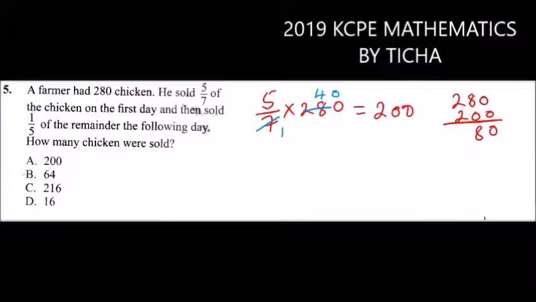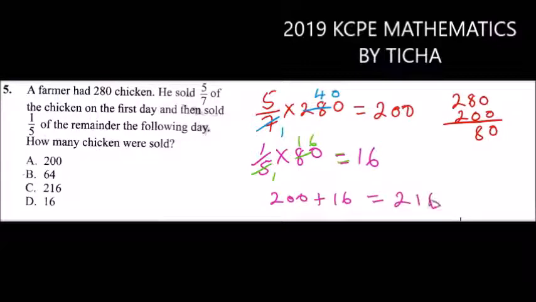The second day, the farmer sold 1/5, so you get 1/5 of 80. So it is 1/5 multiplied by 80. Here you can simplify. By 5 you get 1, and 80 by 5 you get 16. So the second day he was able to sell 16. So the total number will be 200 chickens sold the first day, you add 16, and that should give you 216. And when you come to your answer, you will find that C is the correct answer. So you shade that answer.